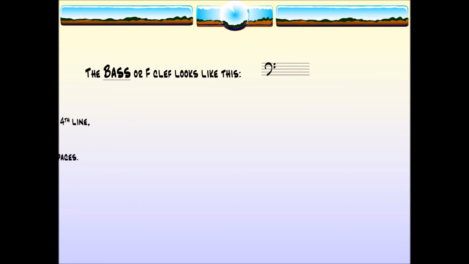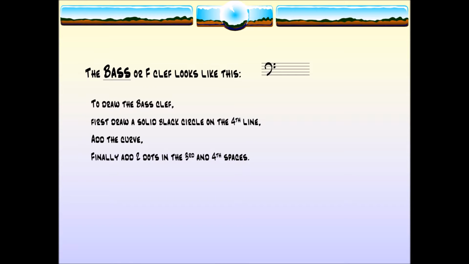Lesson 3. The bass clef and staff. The bass clef, or the F clef, looks like this. To draw the bass clef, first draw a solid black circle around the fourth line, add the curve, then finally add the two dots in the third and fourth spaces.